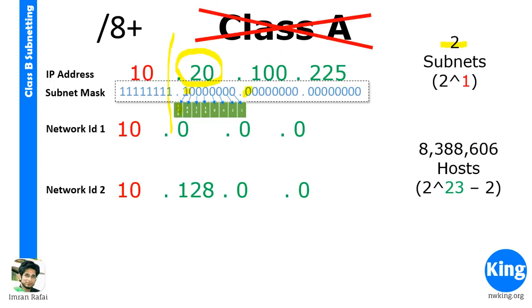So the last one is 128 and it's in the second octet, so we add 128 to the second octet to get the network ID. How do we get the broadcast ID?